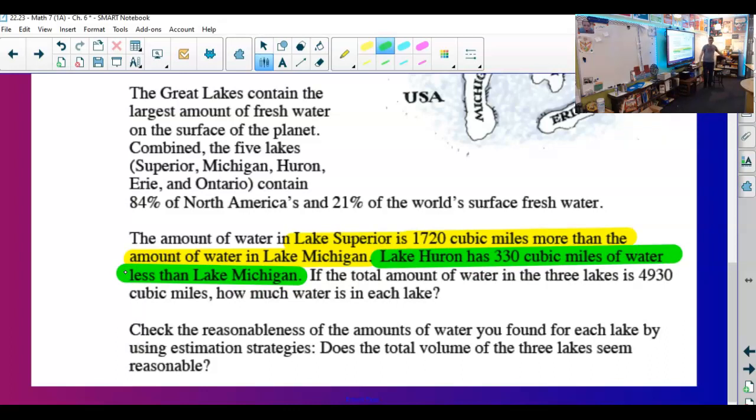You want to keep reading? Yes. The total amount of water in the three lakes is 4,930 cubic miles. How much water is in each lake?